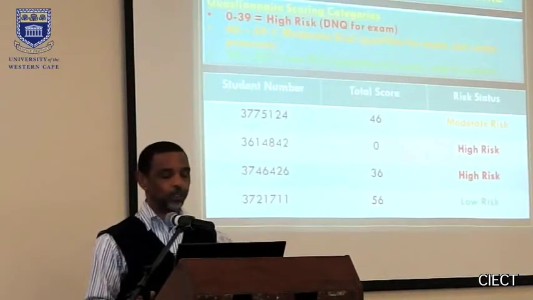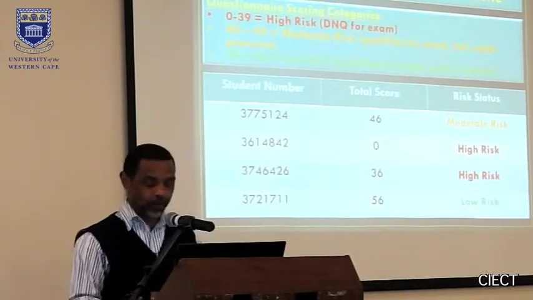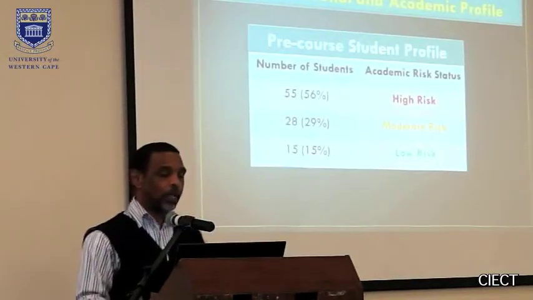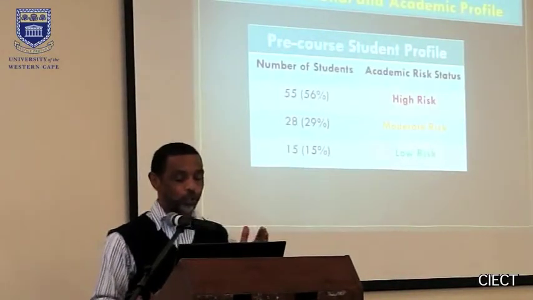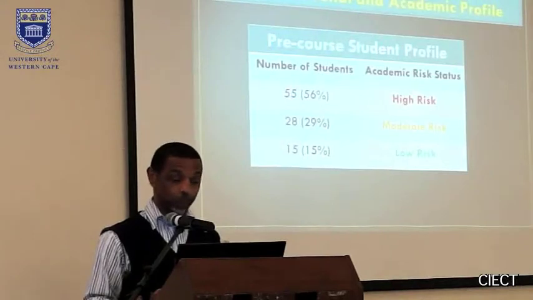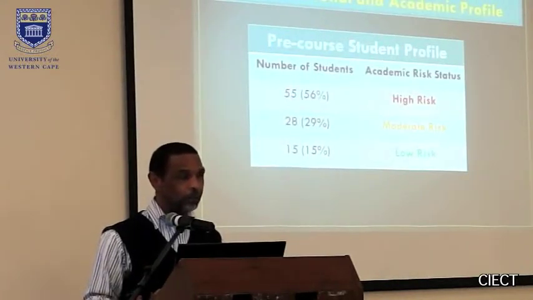And I went down this class of 98 students, and I went about classifying them into the various categories. So overall, what happened was the pre-course student profile that I got from these 98 students: 55 of them, or 56%, were seen as high risk, a very, very high number. 29% were at moderate risk, and 15% were at low risk.